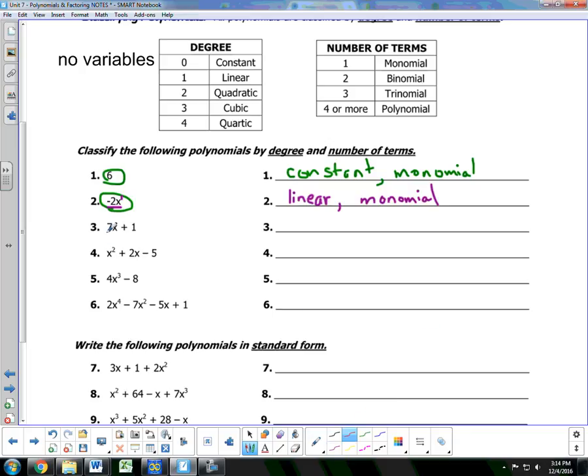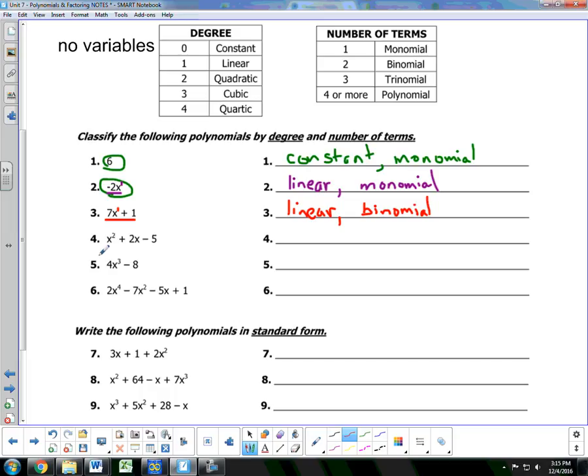Okay, this next guy, look at the highest degree is degree 1 there, so that's, again, linear. And there's two terms, so we call that binomial. So two terms means binomial. Think of like a bicycle has two wheels. So two terms.